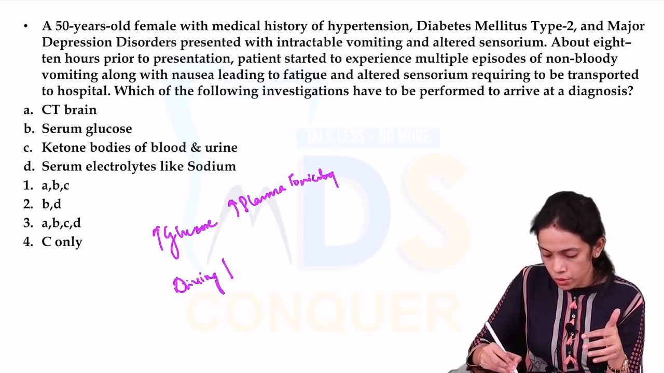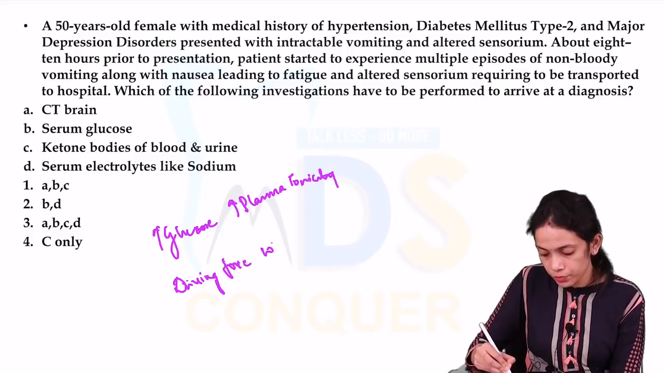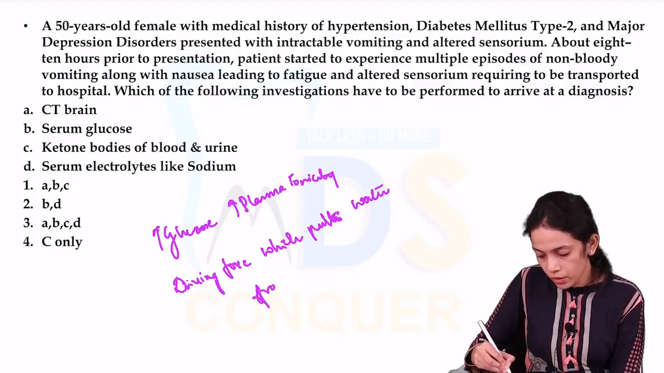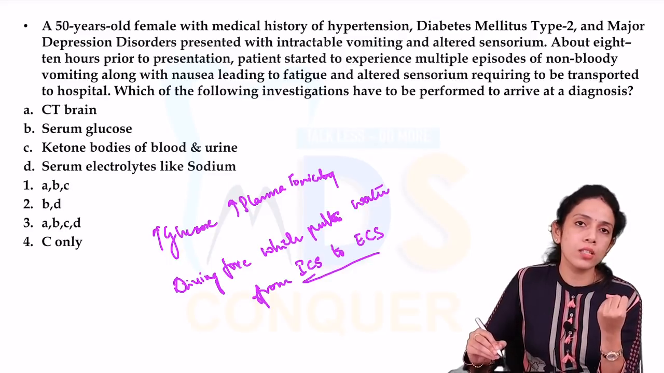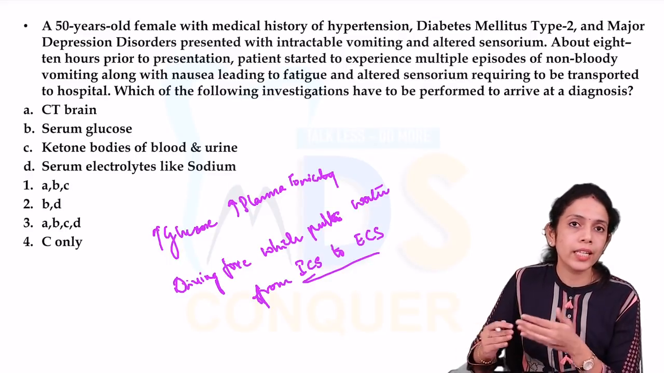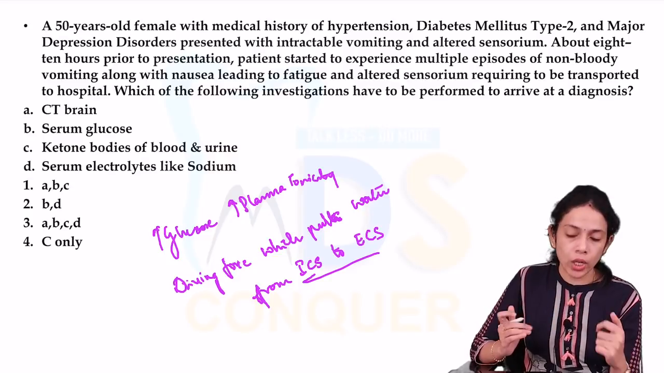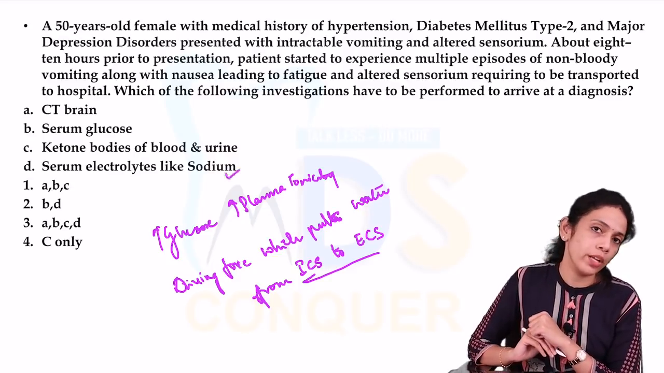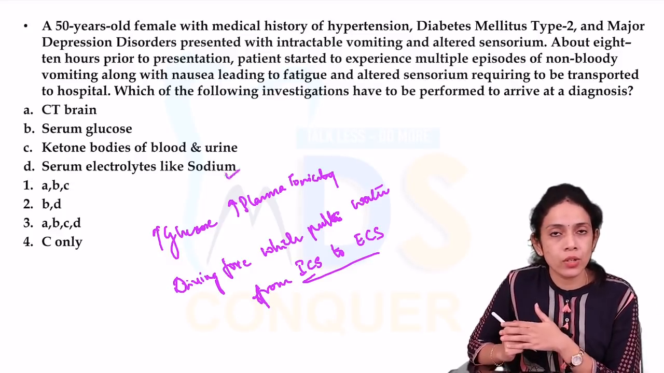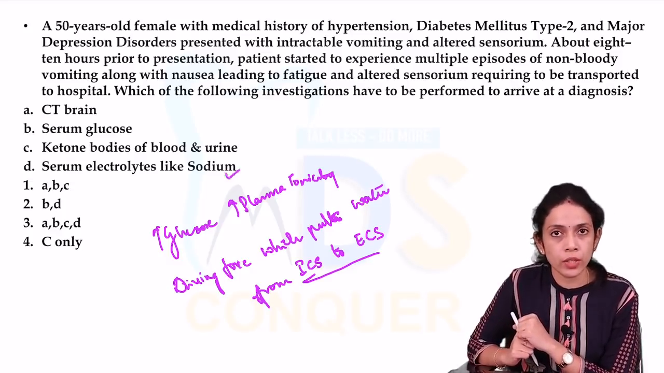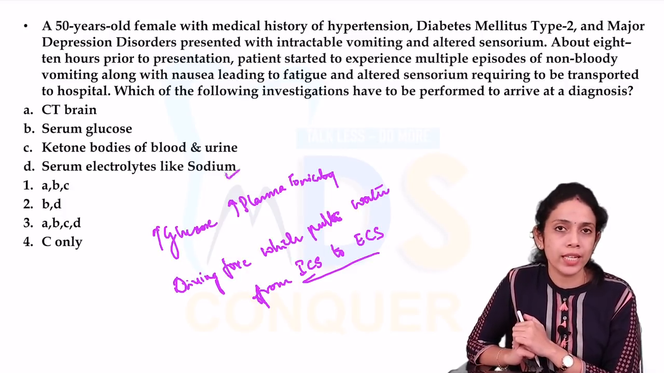There is a driving force which pulls the water from the intracellular space to the extracellular space, because of which it dilutes the concentration of sodium. So that can result in hyponatremia. So you have to go for serum electrolytes like sodium as well, because the water is pulled from the intracellular space to the extracellular space, which dilutes the concentration of sodium.